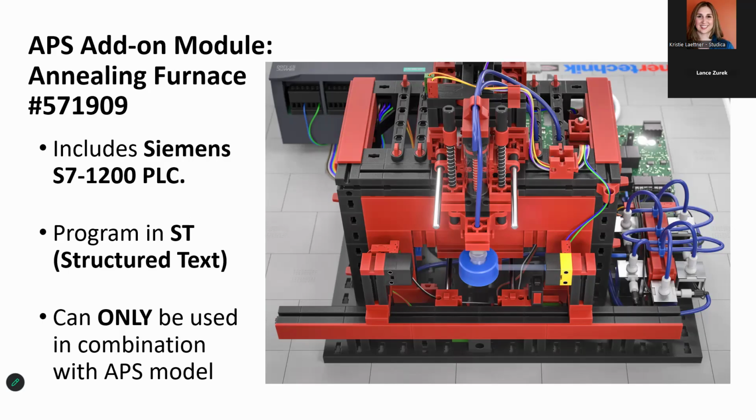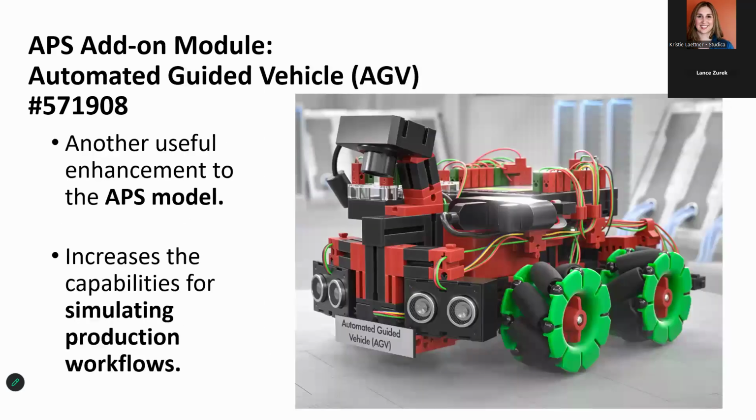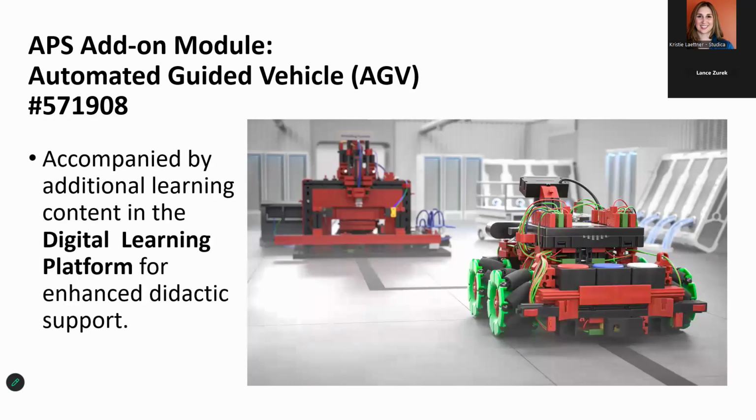The second add-on available for purchase, as I touched upon earlier, is an additional AGV, automated guided vehicle, which can also be incorporated into your model. Like the annealing furnace, the add-on automated guided vehicle also unlocks access to further learning content in the digital learning platform. Both theory modules and additional tasks in the Agile Manufacturing Learning module are made available, and these will focus on agile intralogistics as well as the parallelization and prioritization of the production workflow.